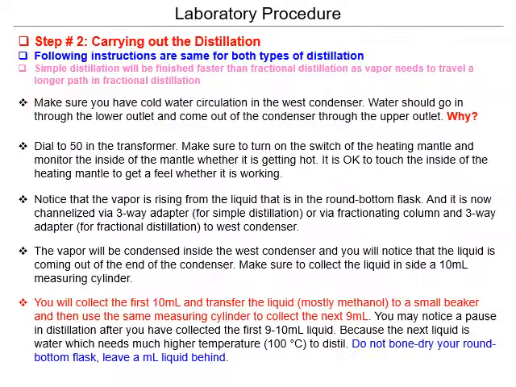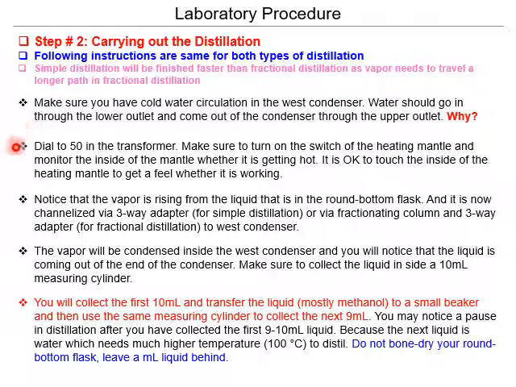Let's move on. Some extra pointers for actually carrying out each of the distillations. Make sure you have cold water circulation in the condenser. The water should go in through the lower outlet and come out of the condenser through the upper outlet. Think about why. I'm not going to give the answer here. You should email me so we can discuss this. It'll probably be in the quiz.